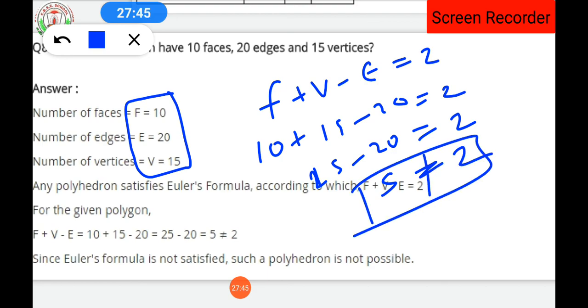So hence we can say that since the Euler formula is not satisfied, a polyhedron is not possible for 10 faces, 20 edges and 15 vertices. A polyhedron shape is not possible.